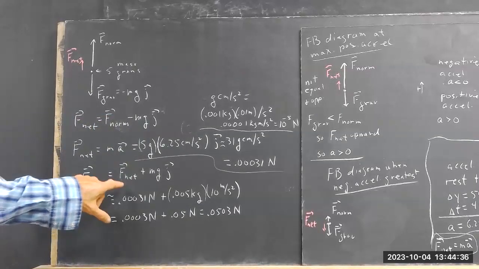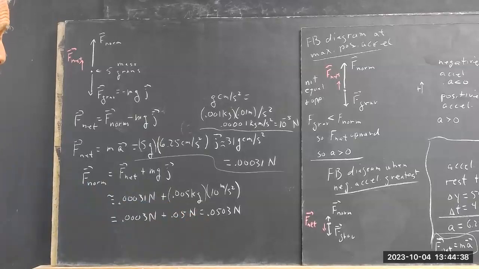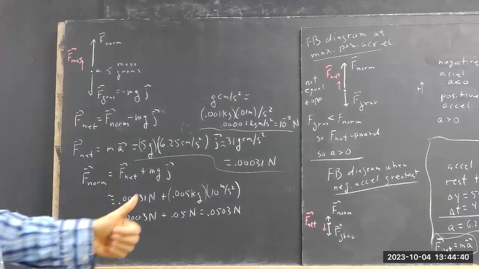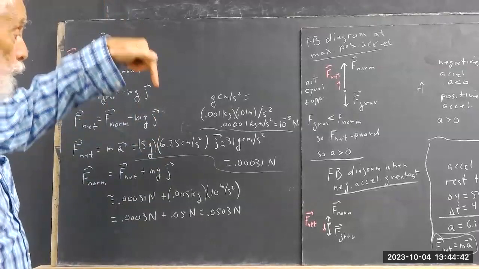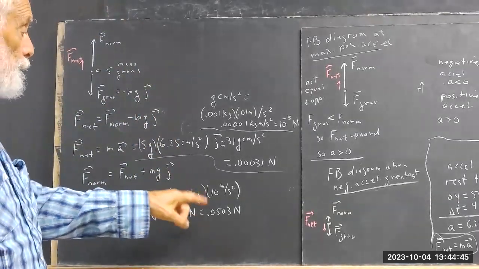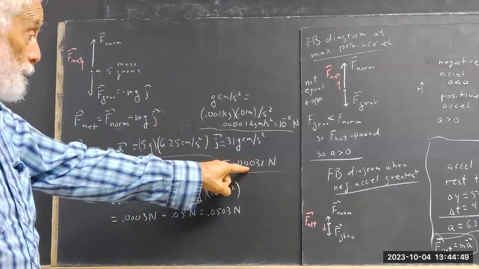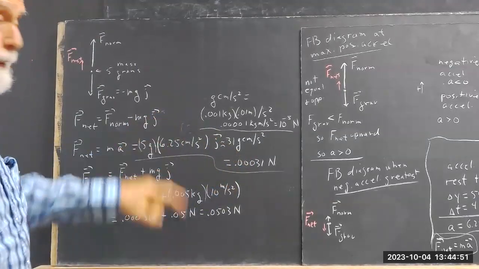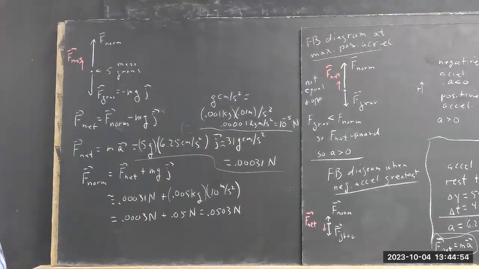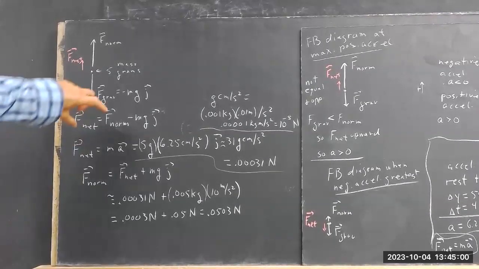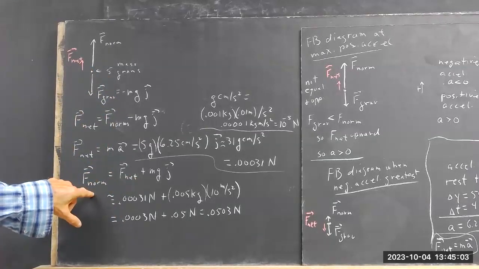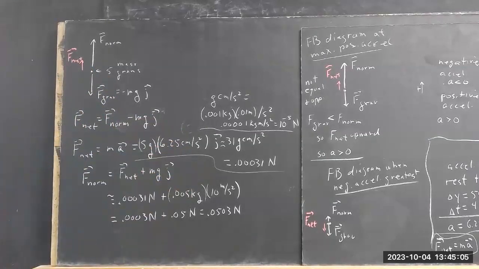So we solve for F norm here. We get this, and it makes sense now. We've got 0.0503 newtons up and 0.05 newtons down, giving us 0.0003 newtons up. Okay, which is what it takes to accelerate that nickel at 6.25 centimeters per second squared. That makes sense? Yeah, kind of focus on this equation and solving it for F norm and then filling in everything else. It's really what we're doing.